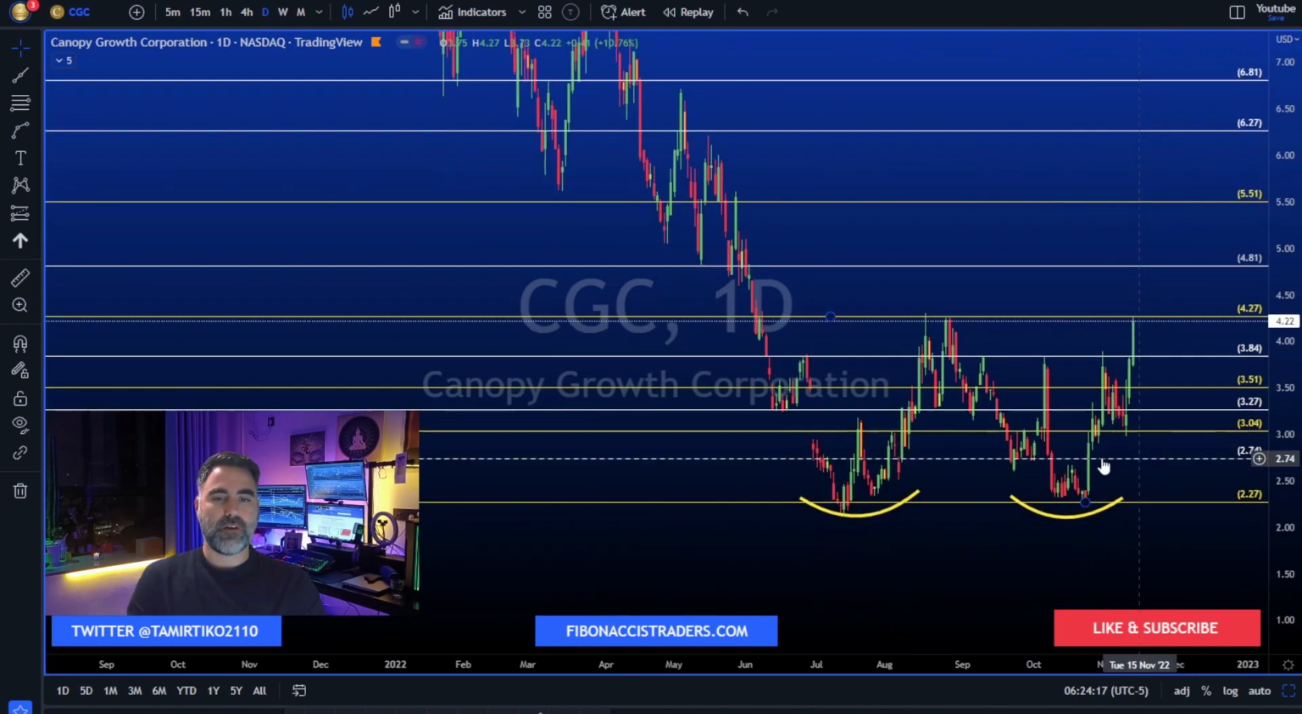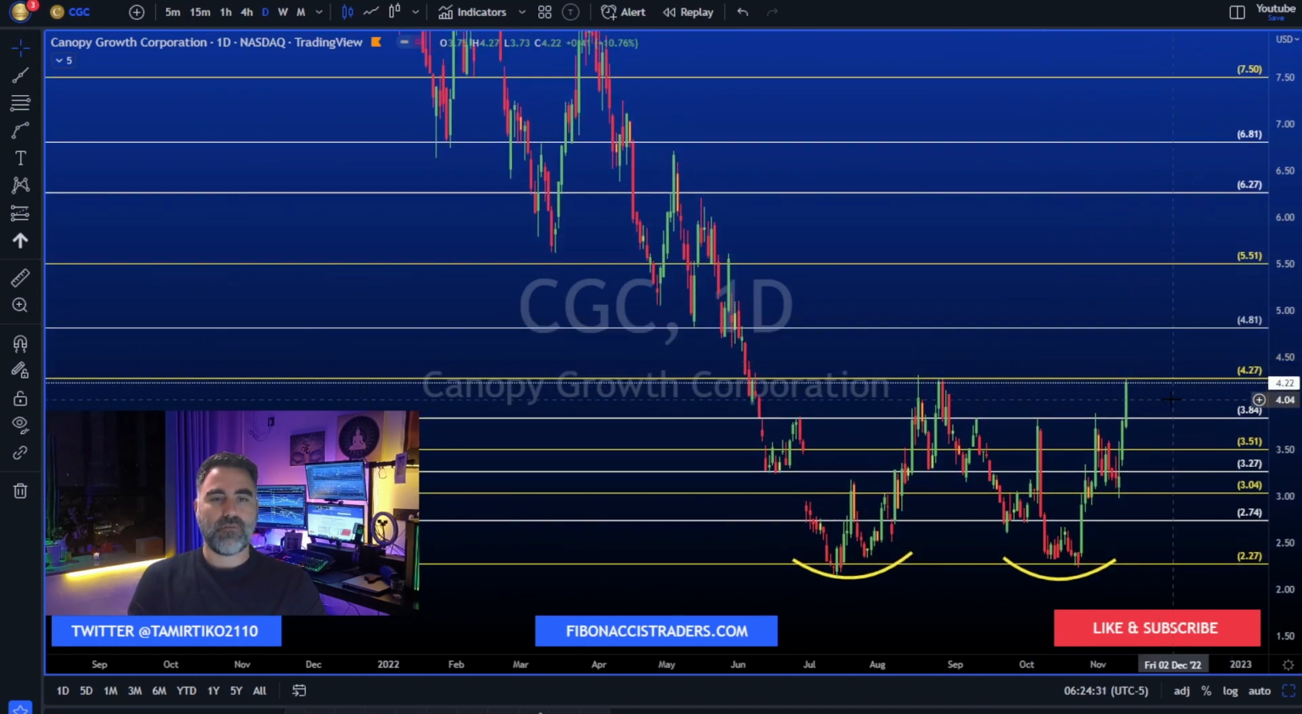This double bottom here, we have the bottom of June and July, also this one here, retesting the same area of 230 during October and November, and now going to the upside. Let's see 430.